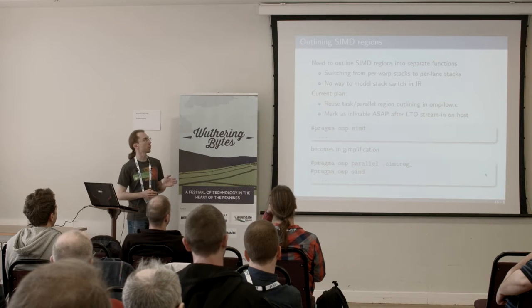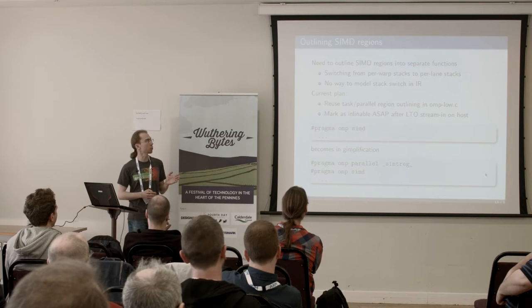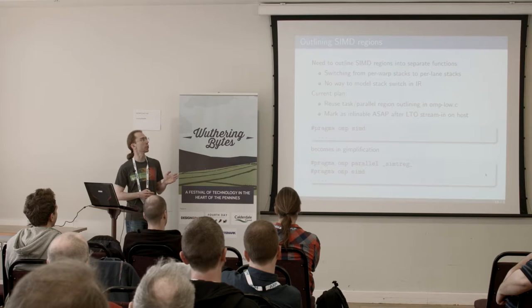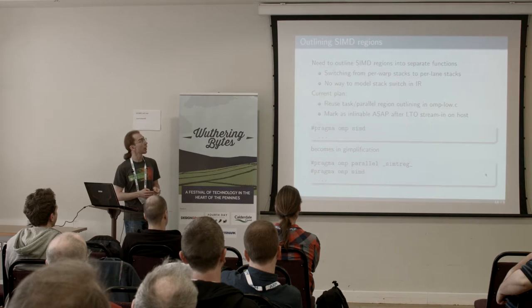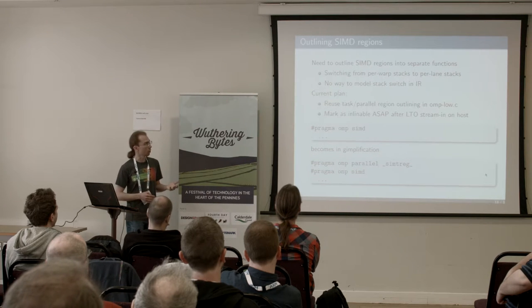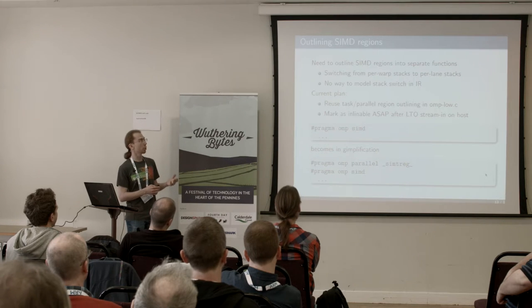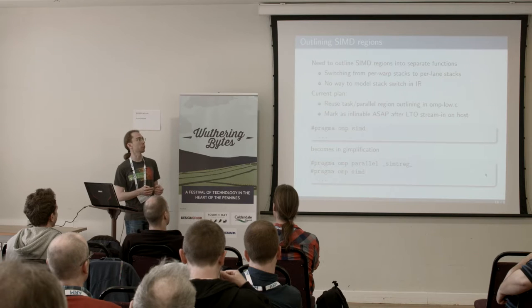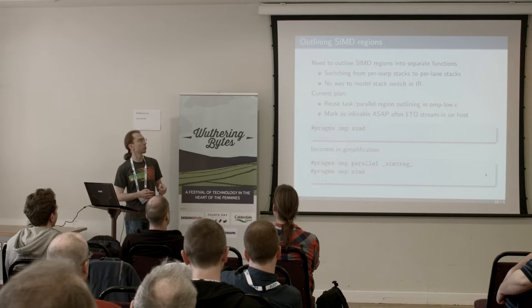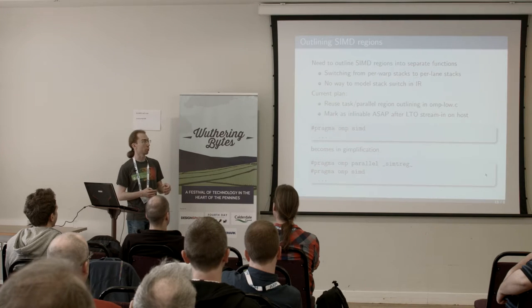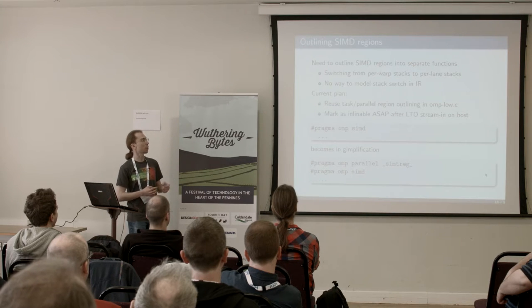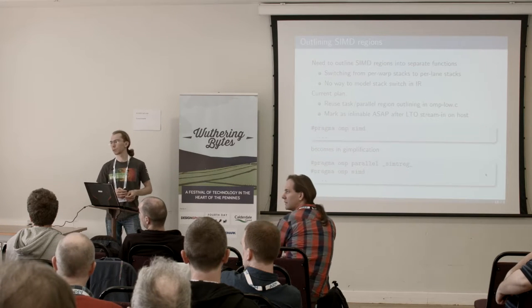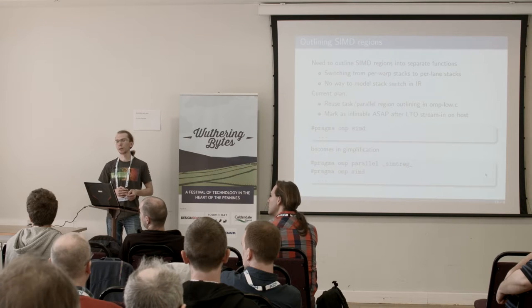So my current plan is to reuse the existing outlining machinery in OpenMP lowering, which does exist for task regions and parallel regions for obvious reasons. Since we do outline that function, but we actually do not want to have a separate function on the CPU side, we have to mark it inlineable as soon as possible if we have streamed in LTO for the host CPU, mark it inlineable, and hope that everything happens.